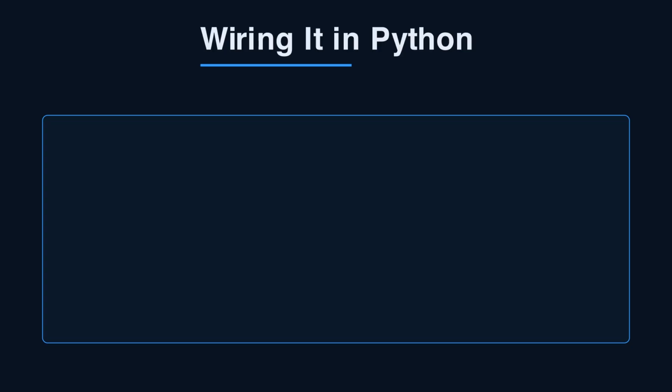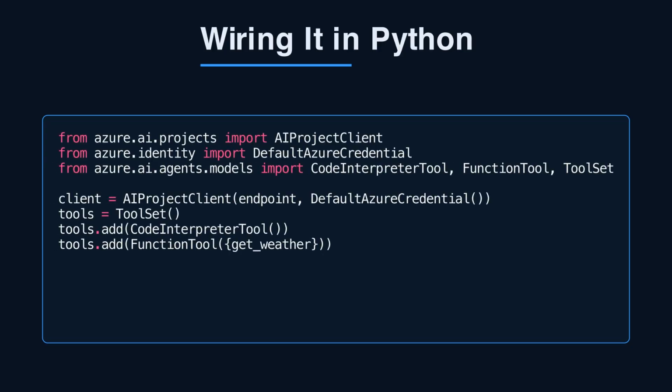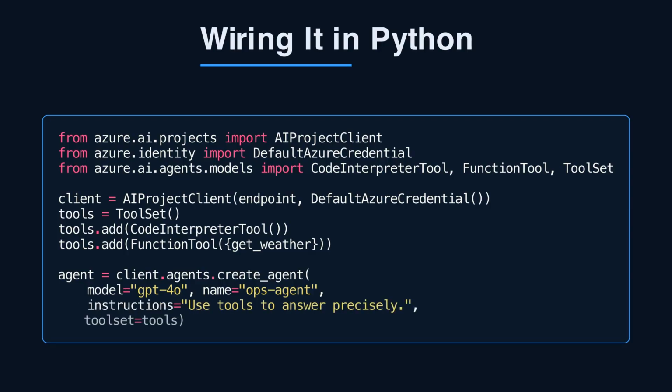Here's the shape in code. You authenticate with default Azure credential, get an agents client from the project, and create the agent with a tool set. Notice we attach the code interpreter and a function tool together. The SDK can auto-invoke your registered Python functions during the run when you use the function tool helpers, which collapses that pause and resume into one call.